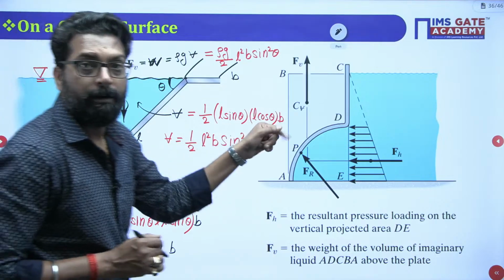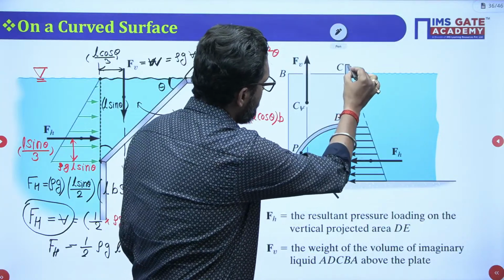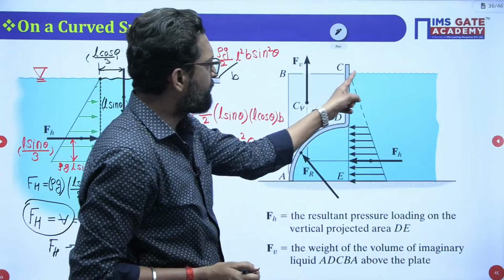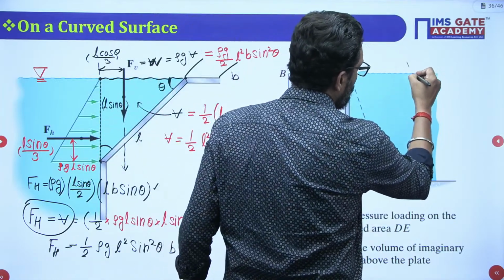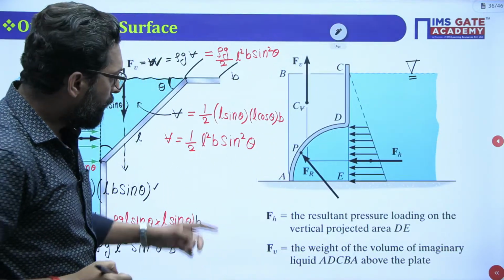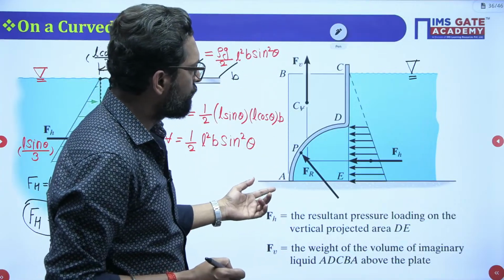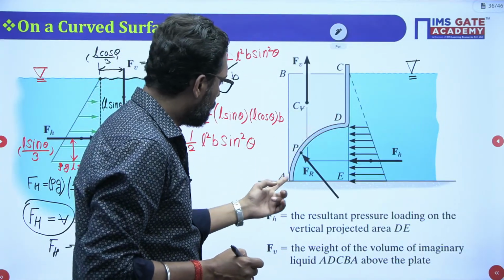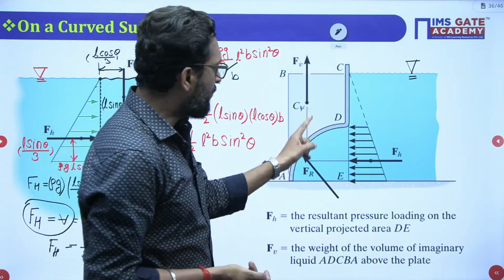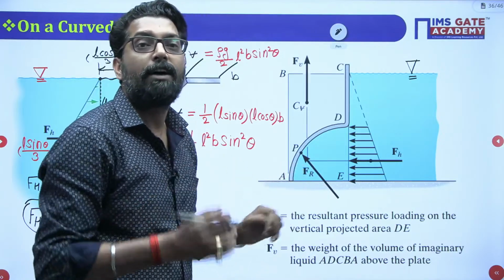Now see this figure. This is your ADC, a kind of surface. Now the free surface is there. This is your free surface, my dear. Now we have to calculate the resultant hydrostatic force on this curved surface AD. For the calculation of resultant hydrostatic force, we have to calculate the horizontal and vertical components.